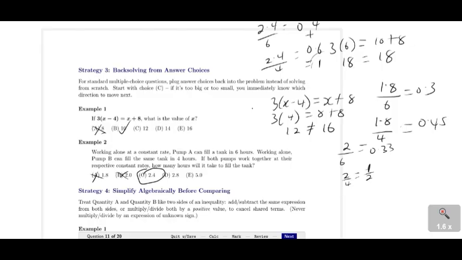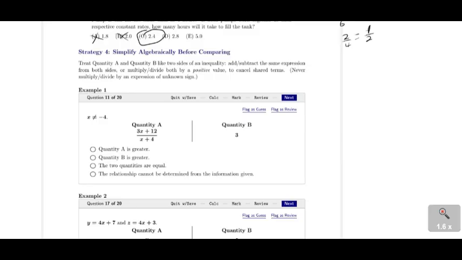All right. Let's look at the next strategy, which is the 4th one: simplify algebraically before comparing. So you treat quantity A and quantity B like 2 sides of an inequality. Either you add or subtract the same expression from both sides, or you multiply or divide both by a positive value to cancel some shared terms. Here you need to take note: never multiply or divide by an expression of unknown sign.